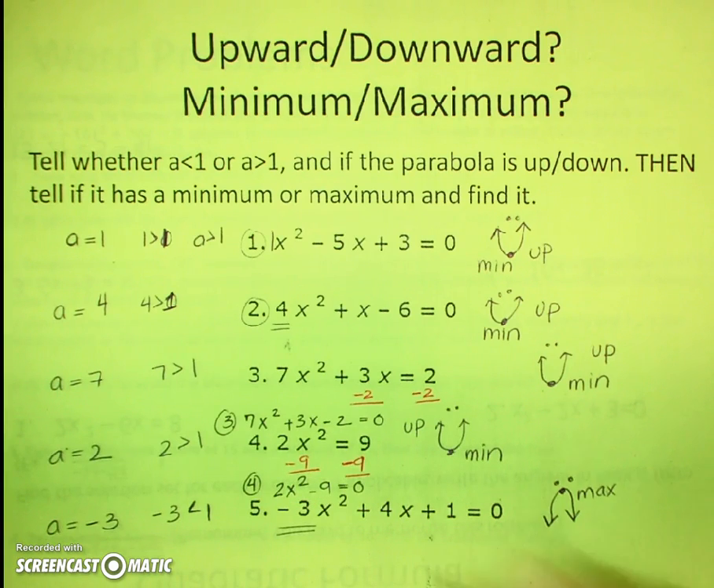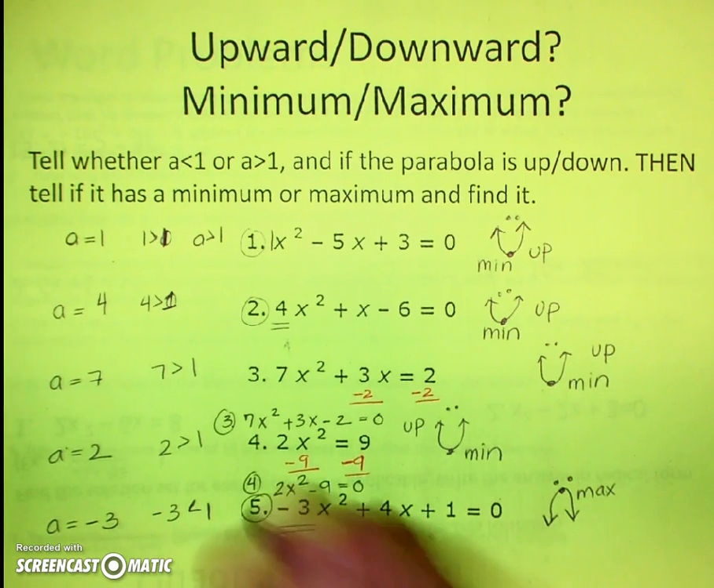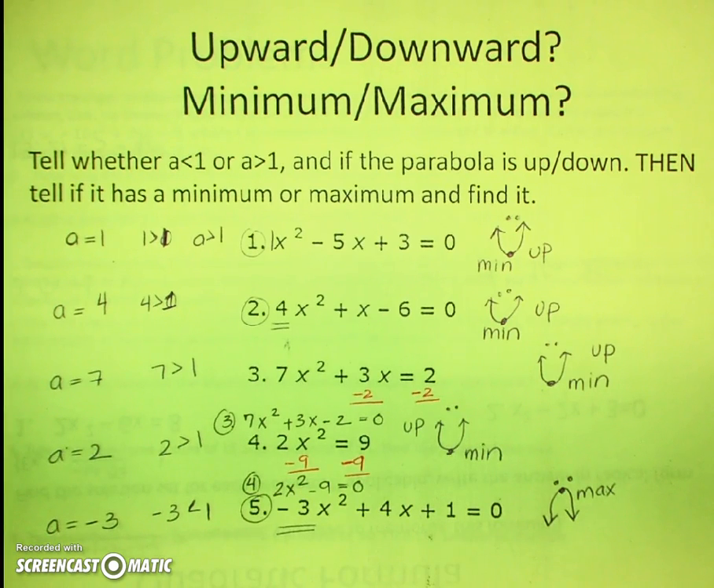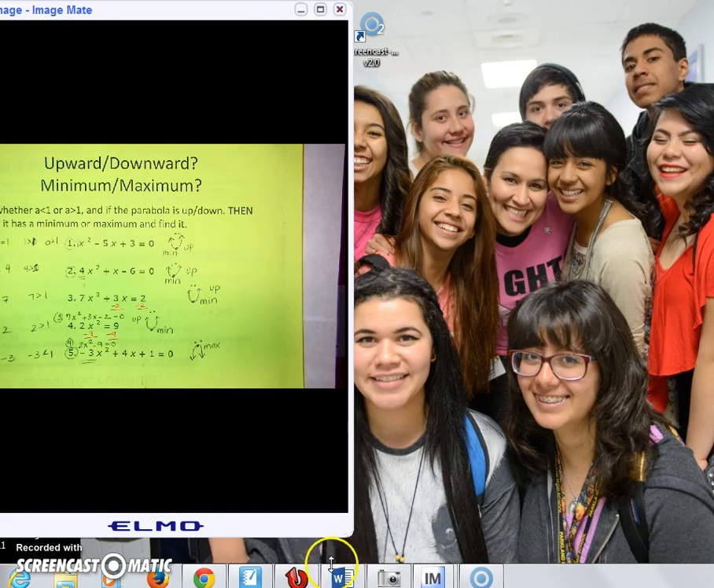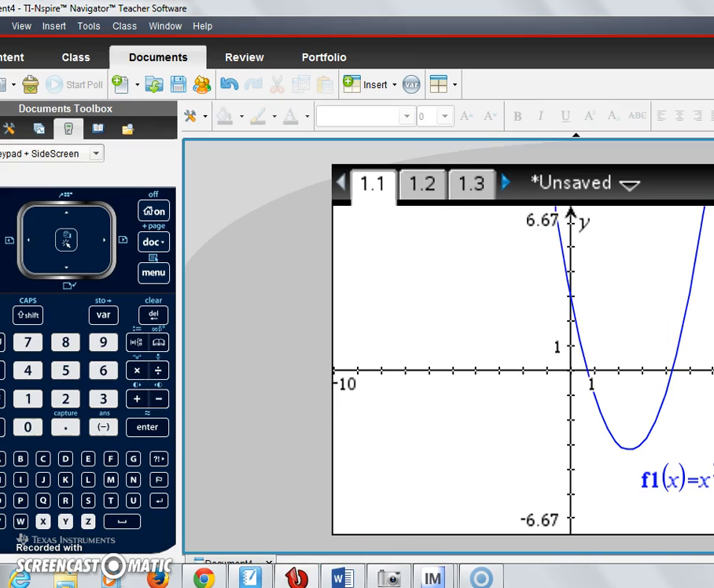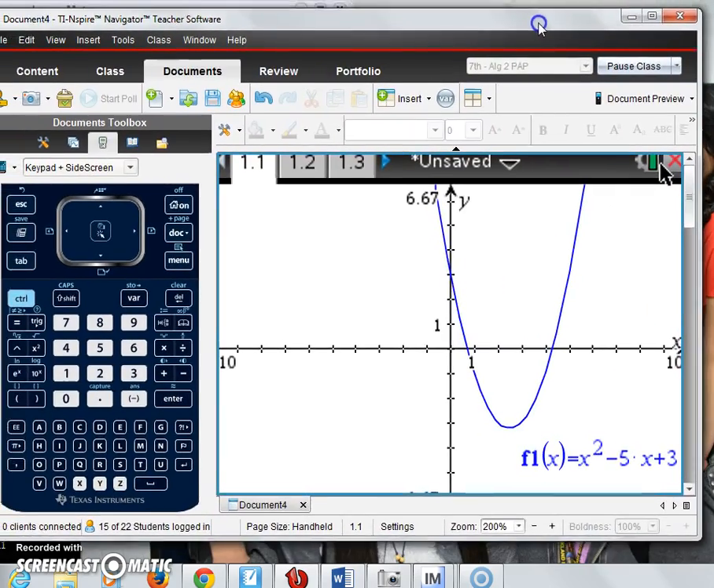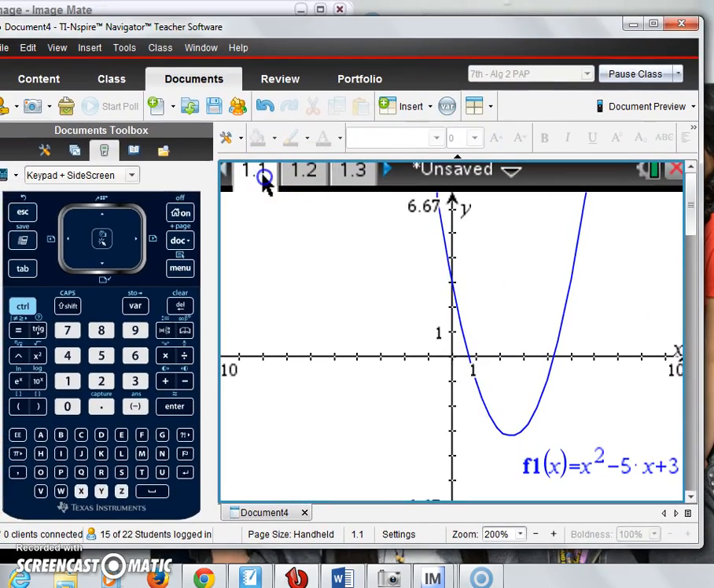Okay, and then number 5 is perfect. Okay, so you're going to graph these functions. You're going to grab your calculator. And for the sake of time, I went ahead and I graphed them already. So if you look at number 1, it's x squared minus 5x plus 3.